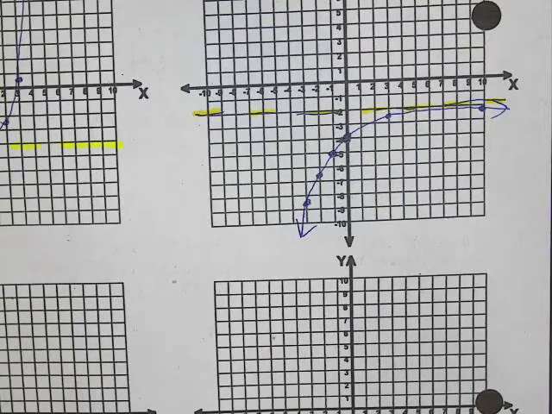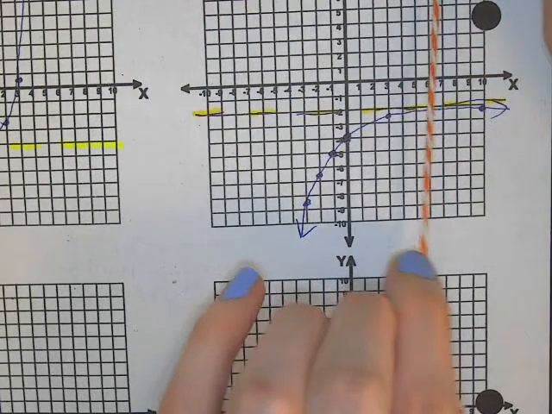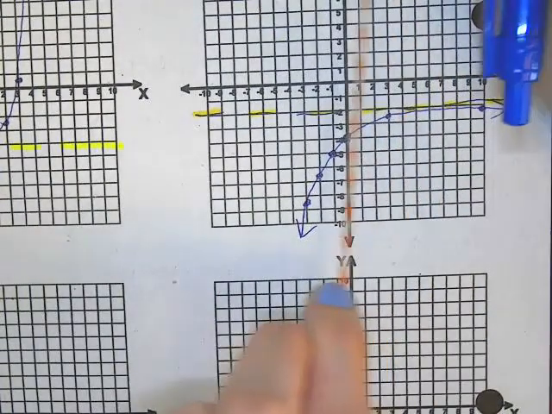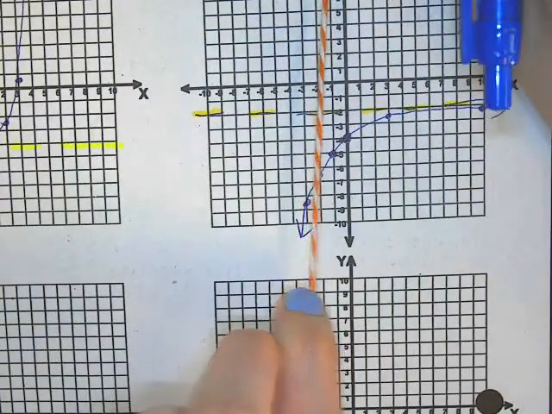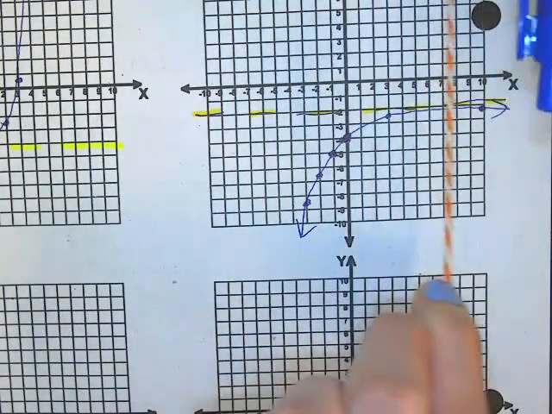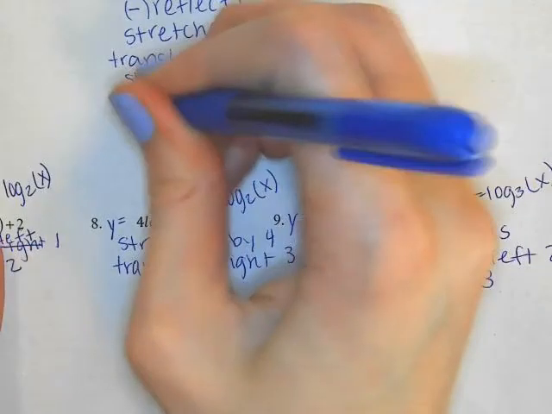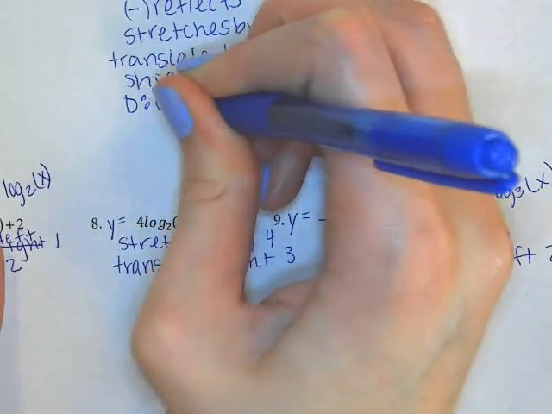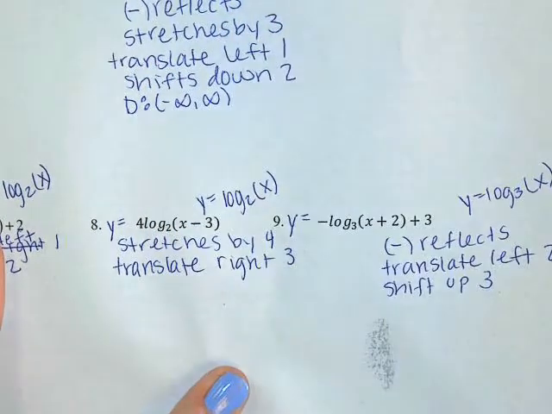Okay, so let's do domain and range. For domain, remember we go through the x. How far to the left will the x values go? Do they stop here? No, they're going to keep going to the left to negative infinity. How far to the right? Positive infinity. So my domain for number 5 uses all real numbers. Negative infinity to positive infinity.